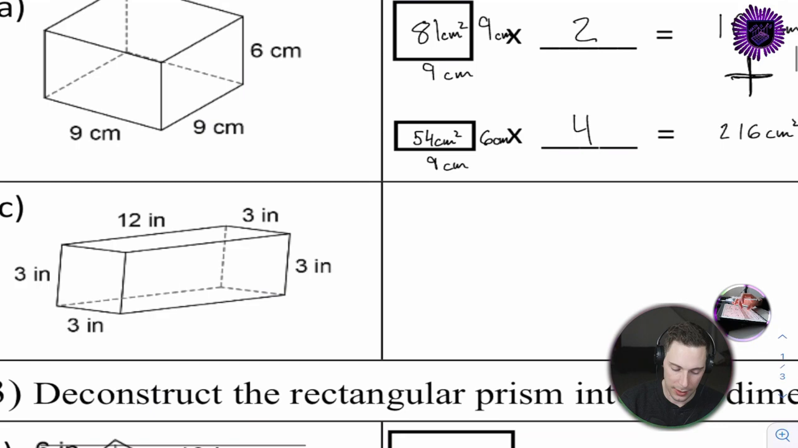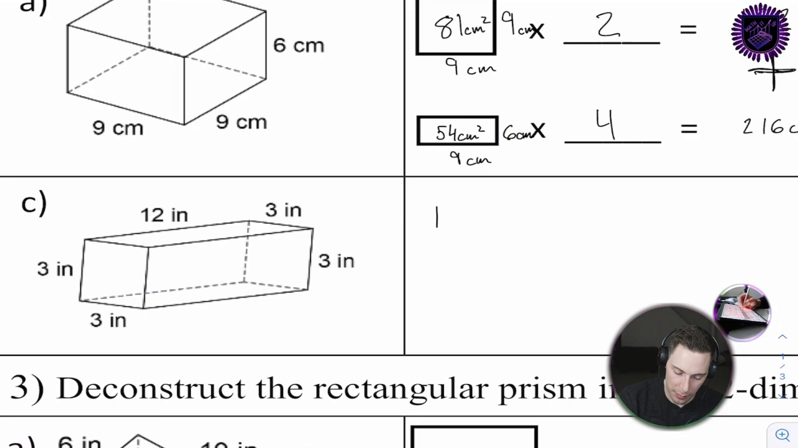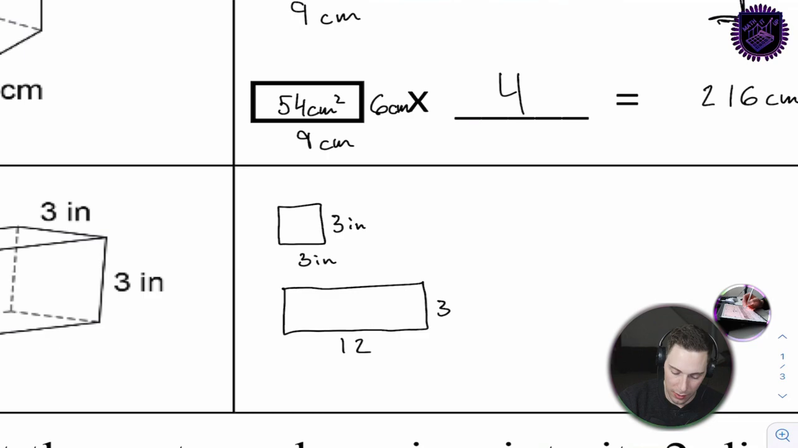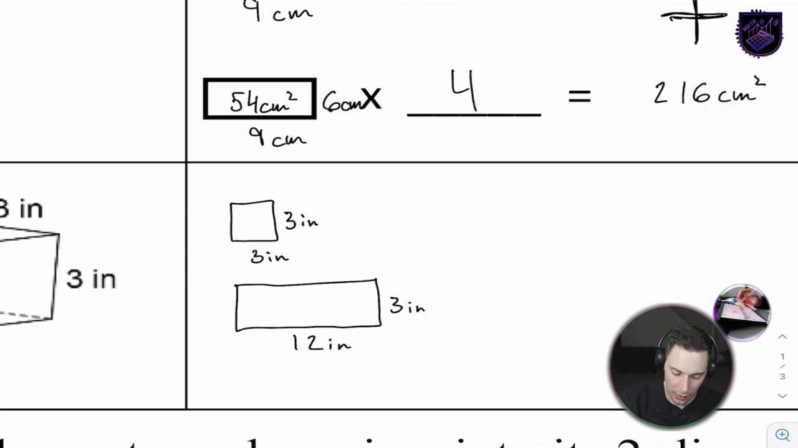Now C. 2C is, again, going to be a square and a rectangle. The square is 3 by 3, and the rectangle's 3 by 12, in inches. Now, this is going to be 9 inches squared, and 3 times 12 is going to be 36 inches squared.